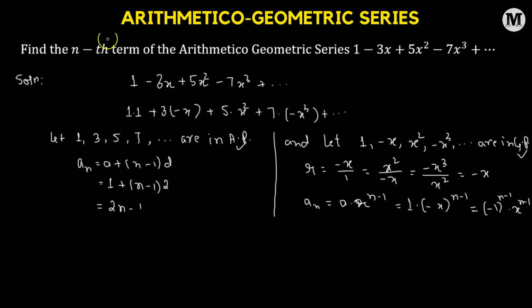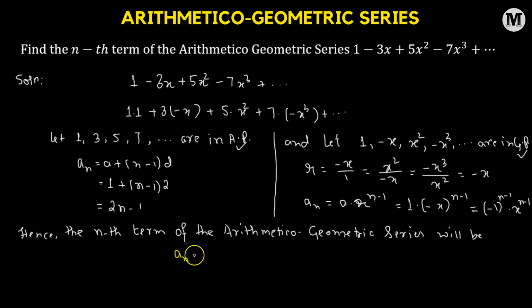Now we have successfully obtained the nth term of the arithmetic progression as well as that of the geometric progression. Now we are ready to find the nth term of the Arithmetico-Geometric series. So a_n is going to be equal to the nth term of the arithmetic sequence, that's 2n minus 1, multiplied by the nth term of the geometric progression. That's negative 1 raised to the power of n minus 1 multiplied by x raised to the power of n minus 1.